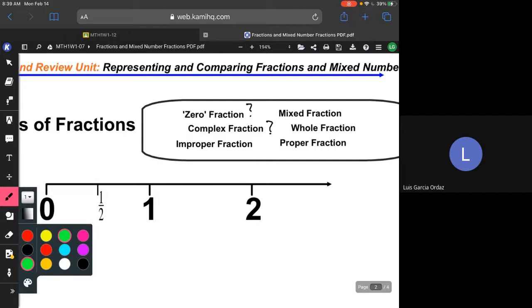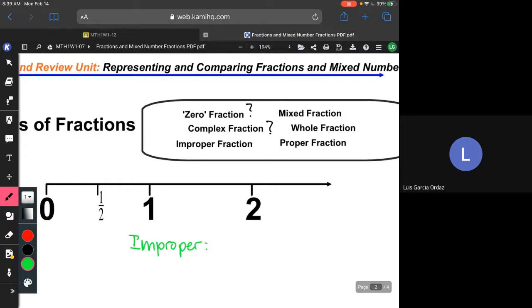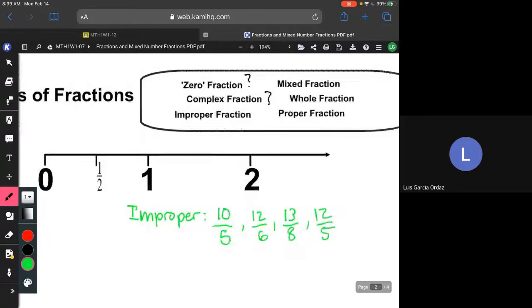Okay, Nick, give me an example. It's something that has a higher numerator than denominator. Mm-hmm. So give me an example. 10/5. Yep. Give me something other than 10/5. 12/6. Okay. You're giving me whole numbers, but that's fine. And we'll do 10/5, 12/6. We can do like 13/8 and 12/5. That's fine. So we've heard of an improper fraction we just did.